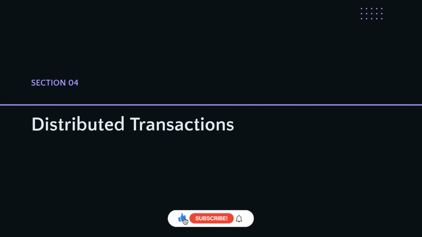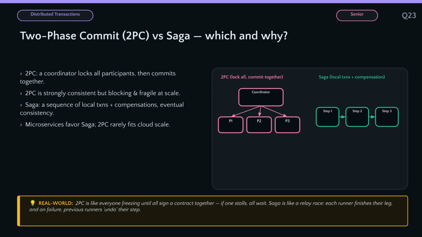Section 4. Distributed transactions. Two-phase commit, 2PC versus Saga. Which and why? When a business operation spans multiple services, you have two main strategies.